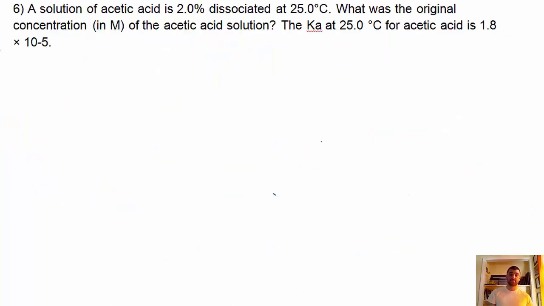All right, so number 6 is a tough one. It says we got a solution of acetic acid that's 2% dissociated at 25 degrees Celsius and wants the original concentration of the acetic acid in solution. They give you the Ka.